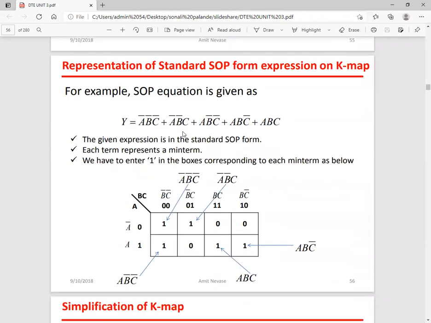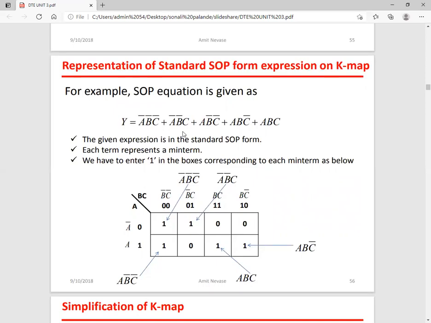For example, the SOP equation is given as Y is equal to A bar B bar C bar plus A bar B bar C plus A B bar C bar plus A B C bar plus A B C. The given expression is in the standard SOP form. Each term represents a minterm. We have to enter 1 in the box corresponding to each minterm as shown below.